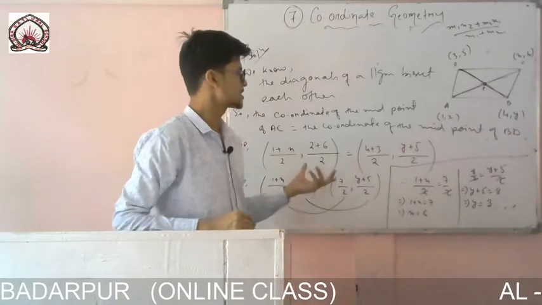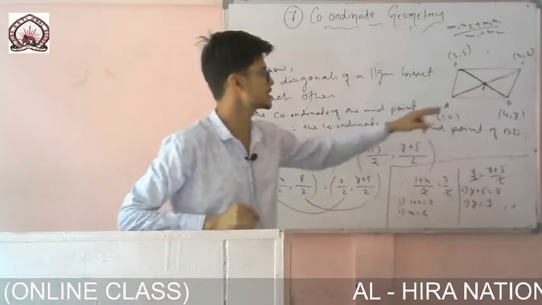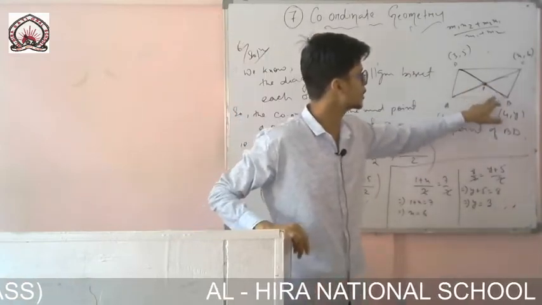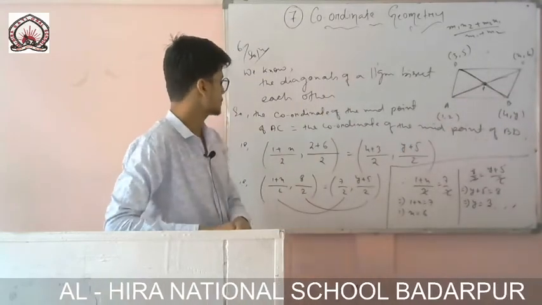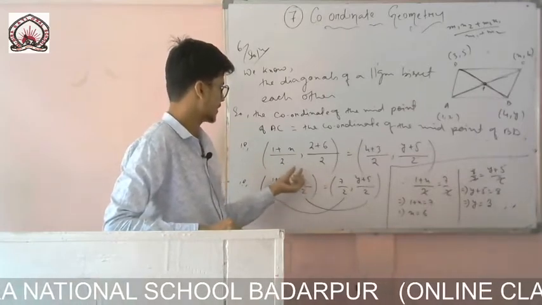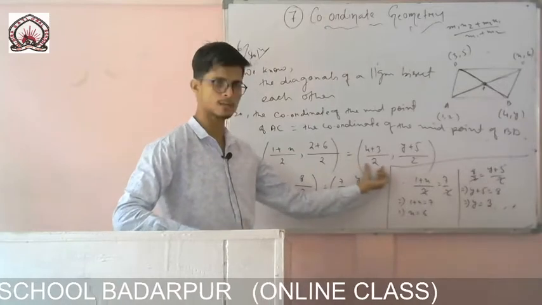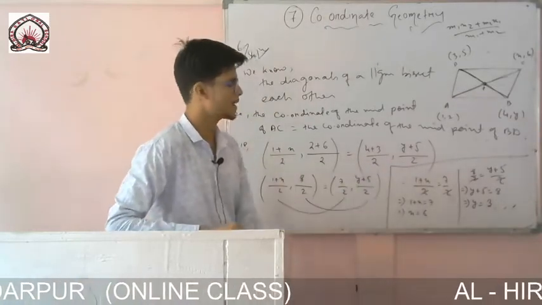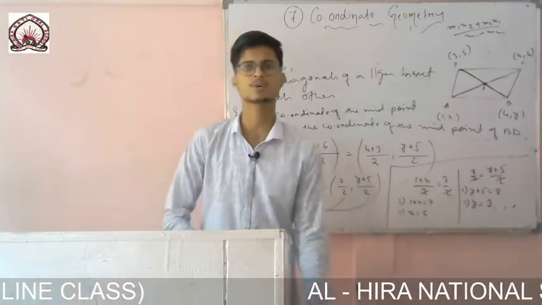Simple thing, what we have done: we know that the diagonals bisect each other, that means this point, the point of intersection, is common for both, and this point is the midpoint of this line and that line also. So I have written the coordinates of the midpoint of AC and of BD as the same. Since these two are the same, this x coordinate will be equal to that x coordinate, and this y coordinate will be equal to that y coordinate. So on comparing, we have got x is equal to 6 and y is equal to 3.